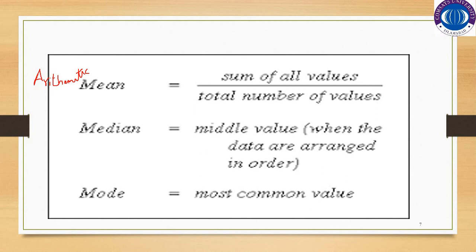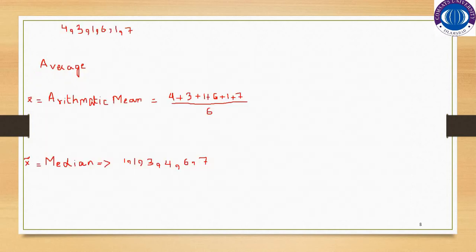And median is equal to the middle value when the data are arranged in order, and mode is equal to the most common value. As mode is a French word and it means fashion, it means something which occurs more frequently. So mode is equal to the most common value.